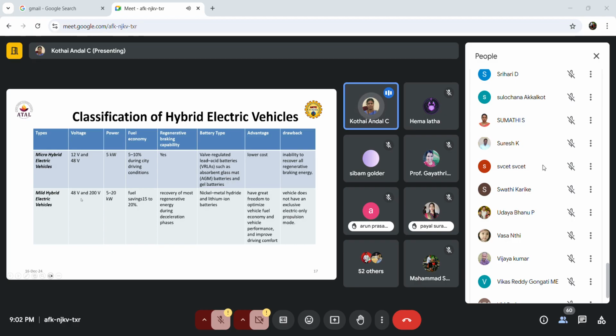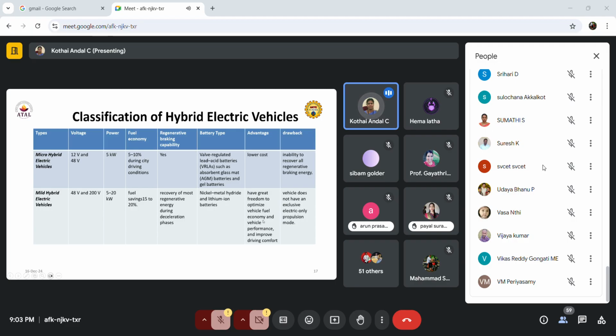Then we go to the mild hybrid electric vehicles. The voltage range is 48 volt and 200 volt: 48 volt for the auxiliary power device and 200 volt for the main battery. The power range can extend up to 20 kilowatts. We can save a little more fuel, up to 20%. Recovery is somewhat better compared to the micro range. The battery types used here are nickel metal hydride batteries and lithium batteries.